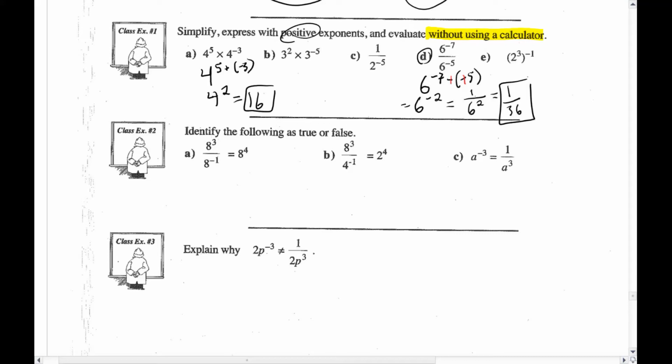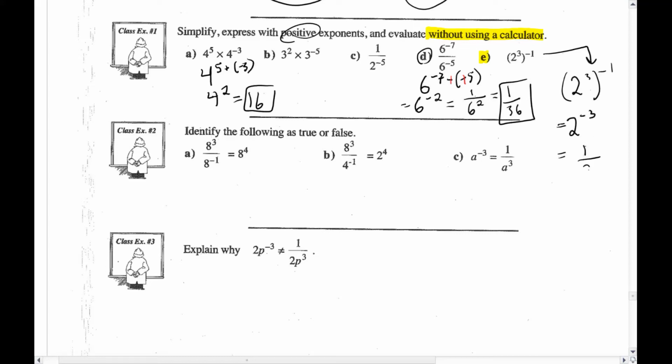Hopefully that made sense. I really want to go over E as well, so I'm going to do it in the margin over here. So I have 2 to the power of 3, all to the power of negative 1. And you remember when we do a power to a power, we multiply them. So 2 to the power of positive 3 multiplied by negative 1 gives us negative 3. That's an unhappy exponent. So we want to flip it.